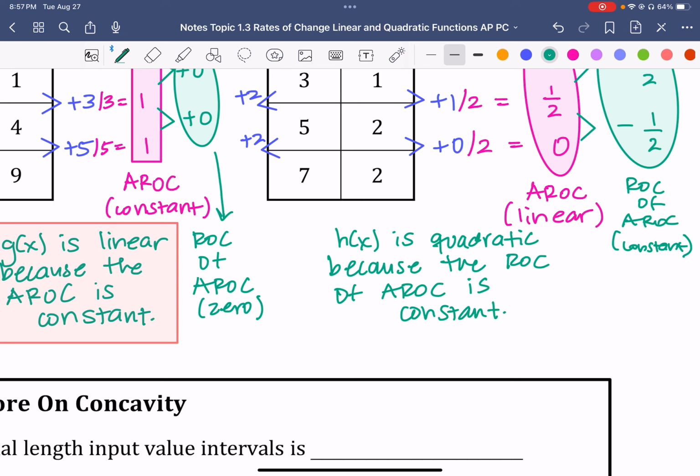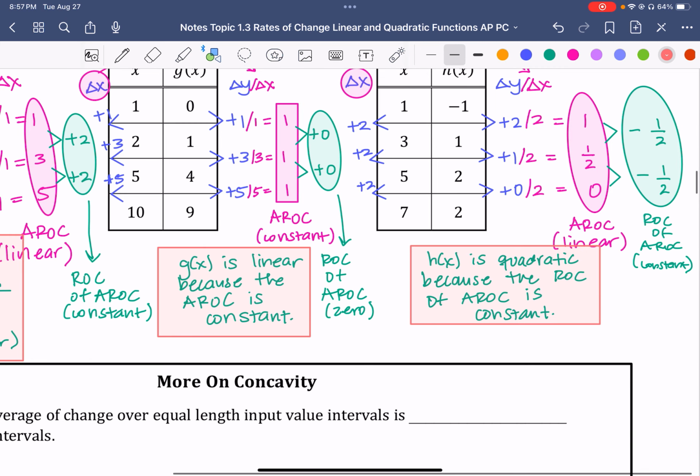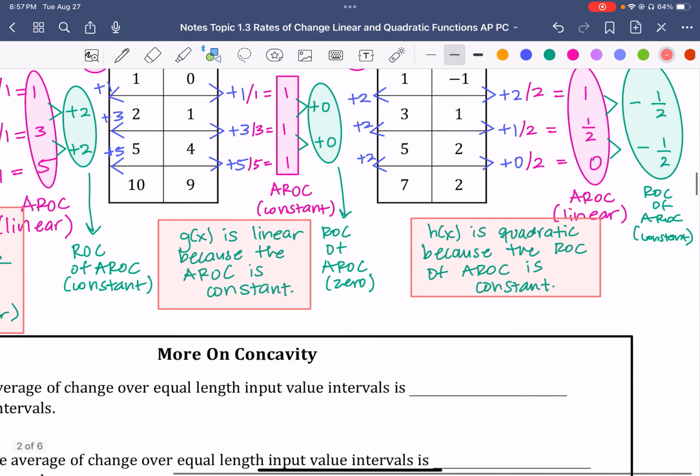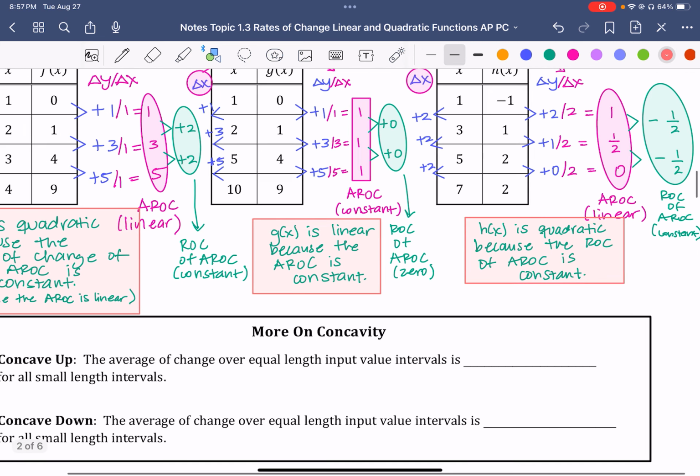Now I know I'm abbreviating rate of change and average rate of change. Just know that on the real AP test, you cannot use abbreviations. So you will have to write everything out. They just want to make sure that you know what everything stands for, so you can't use abbreviations.